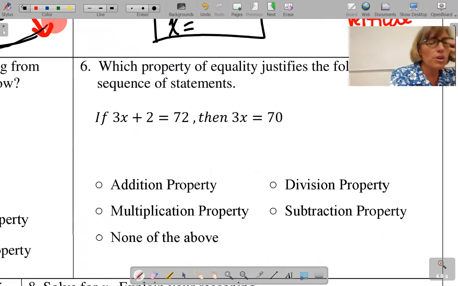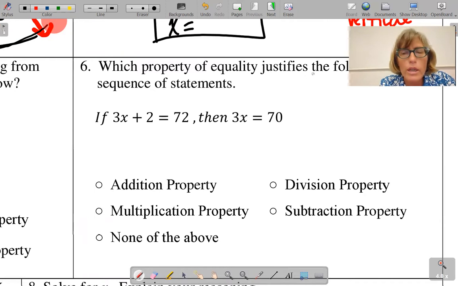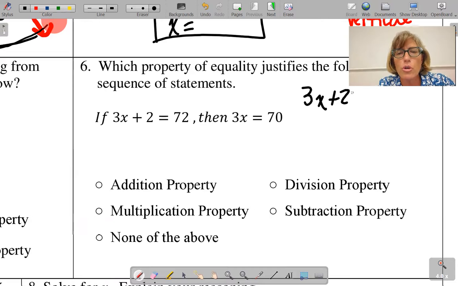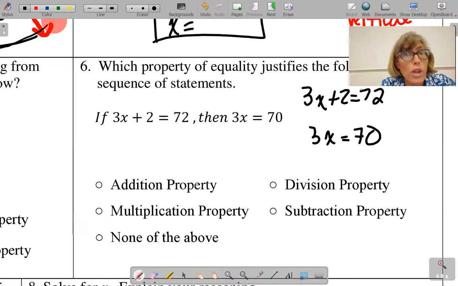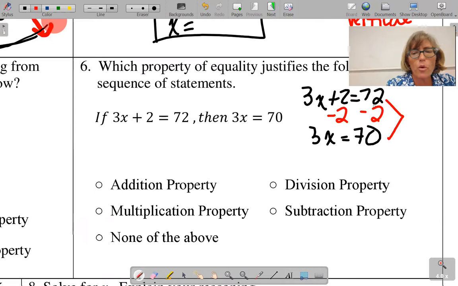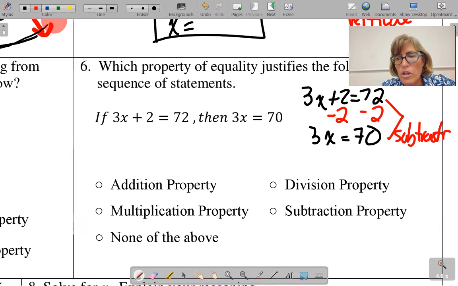All right, so now we do this laterally. I'm going to put it vertically because that's how you're used to doing your math. So we have 3x plus 2 equals 72. And then your next line reads 3x equals 70. You ask yourself, what happened? We minus 2 both sides. Therefore, that would be the subtraction property of equality.